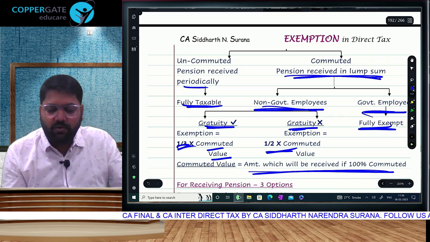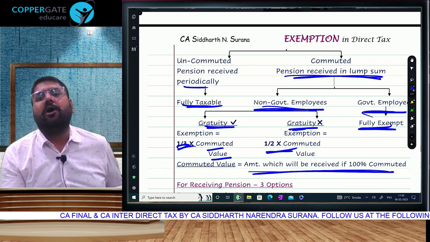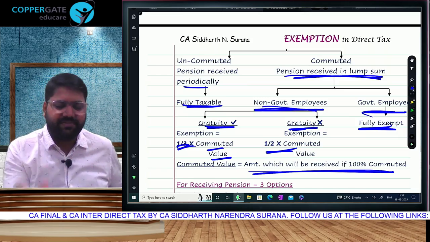And what is commuted value? If you go for 100% commuting, how much do you get? If you commute 100%, how much you get, that is going to be called the commuted value, and then one third or half of that.